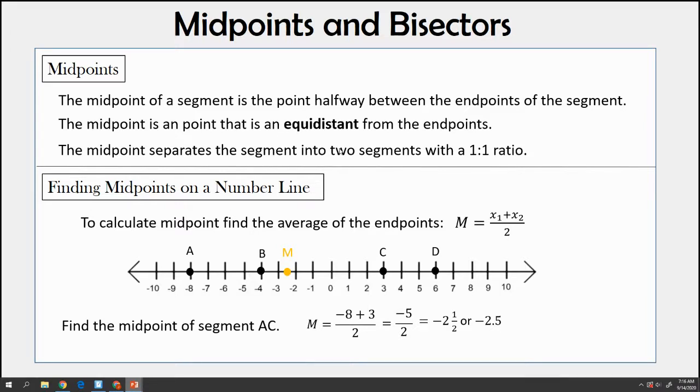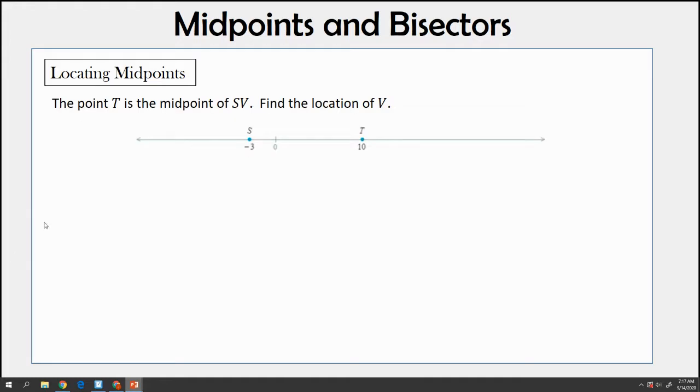So now all these definitions up here apply to it. So M is an equal distance from A and C, and it divides AC into two congruent segments. AM and MC are the exact same length, okay, and they would be in a 1-to-1 ratio. So all that kind of fits together there.